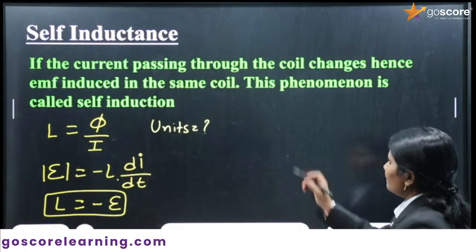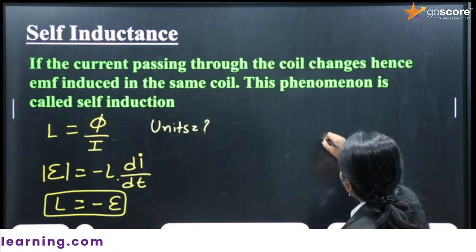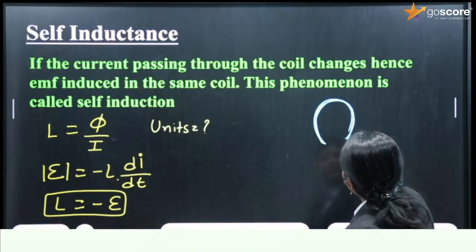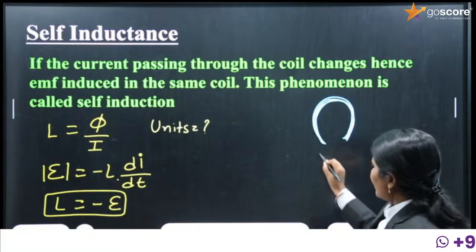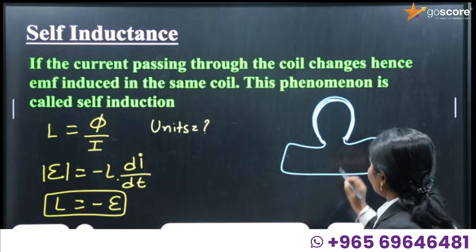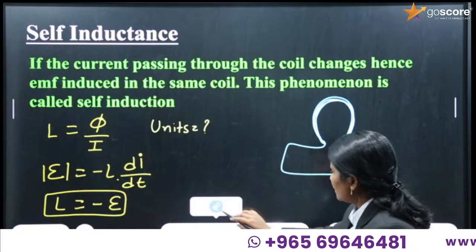Now I am taking one coil. This coil has a number of turns. Then this coil I am connecting with a battery.